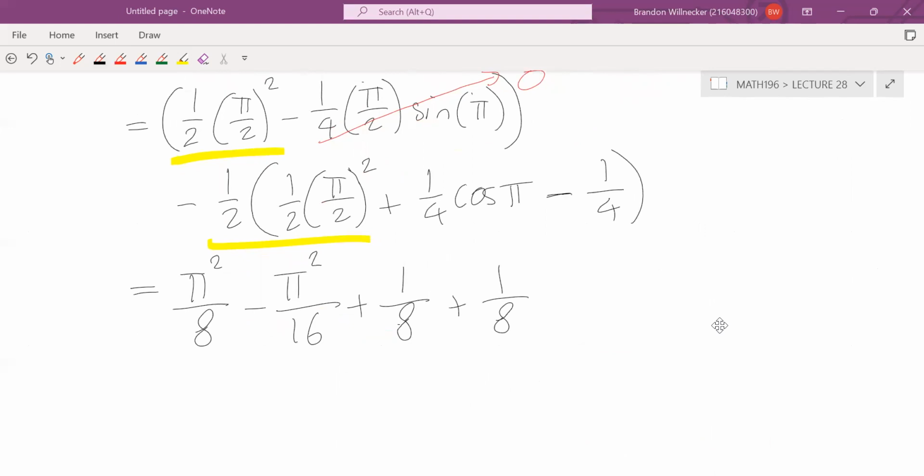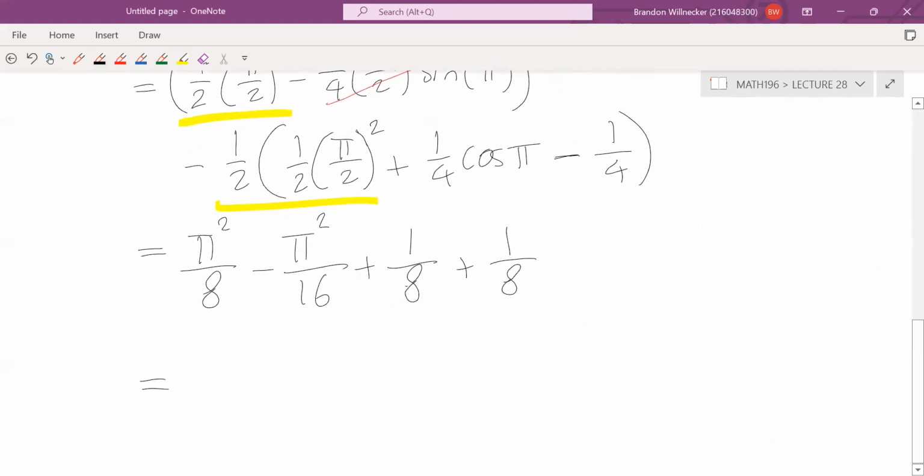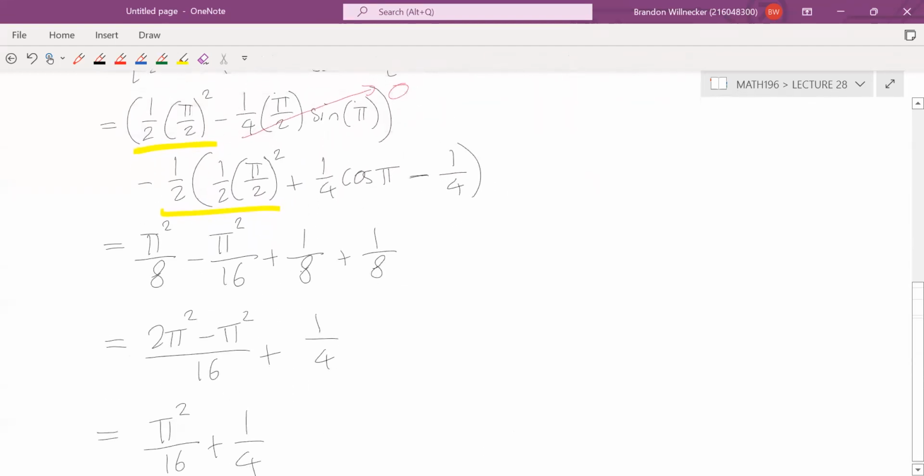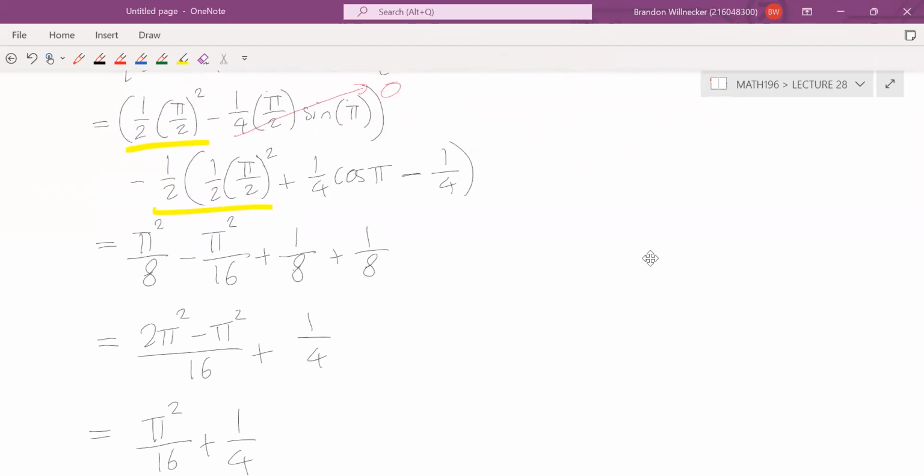Okay, next we need to find a common denominator here. So this is going to be 2 pi squared minus pi squared over 16, and then plus 2 over 8, we can write that as 1/4. So this is going to be pi squared over 16 plus 1/4. Okay, hopefully I haven't made any multiplication mistakes there.